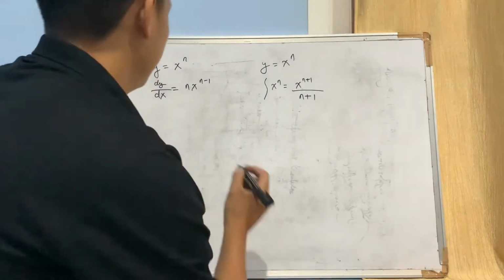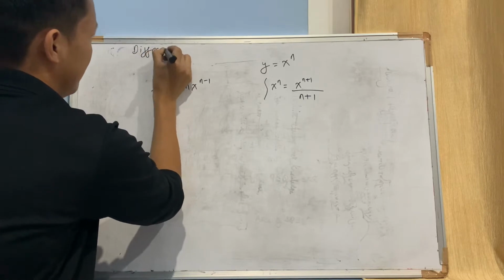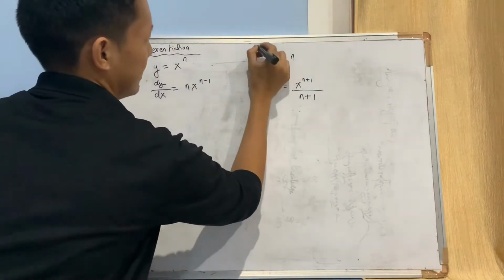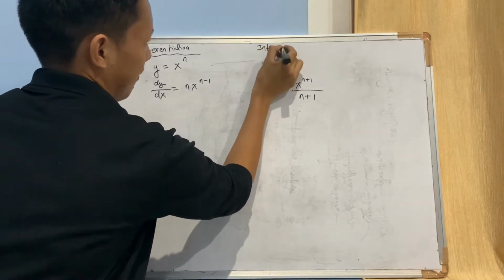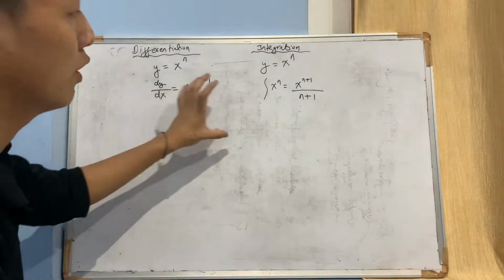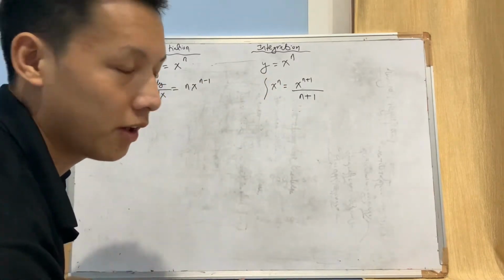See, this is differentiation, and this is integration. So we have to derive the formula. Why this formula? Proof of the formula, okay.